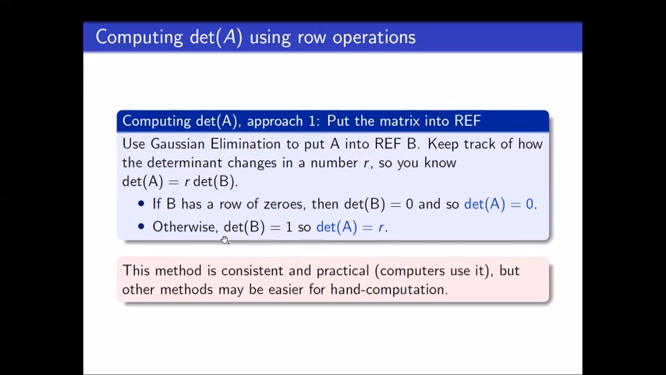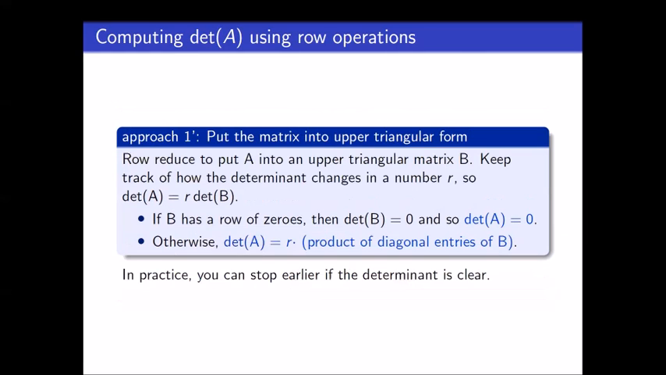And if we don't have a row of zeros, because A and therefore B is a square matrix, every row is going to have a leading one, and therefore the determinant of B is going to be one, because all the diagonal entries are going to be one. And if the determinant of B is one, then that makes determinant of A equal to R. Now, this method is consistent and practical, but there may be easier methods for hand computation.